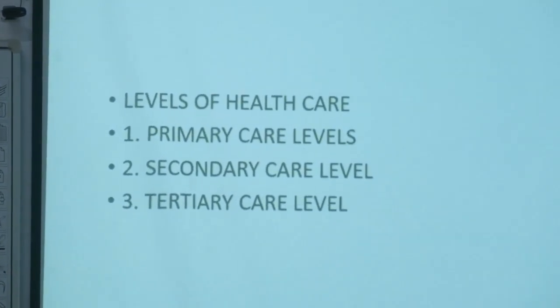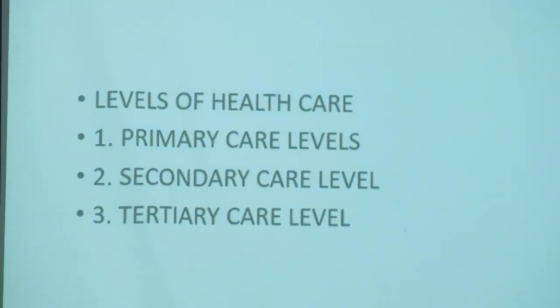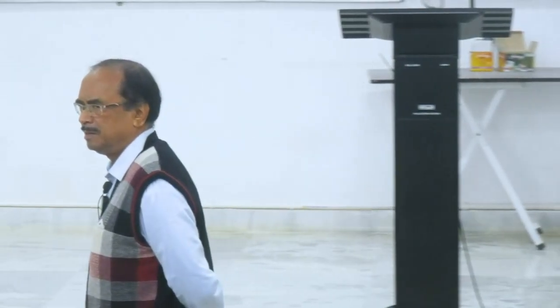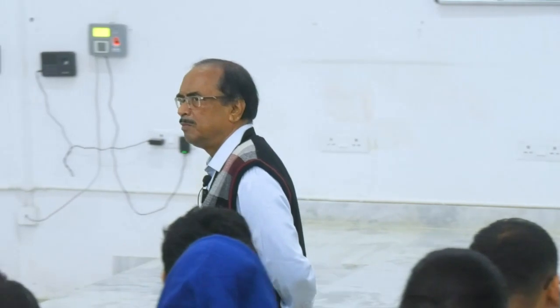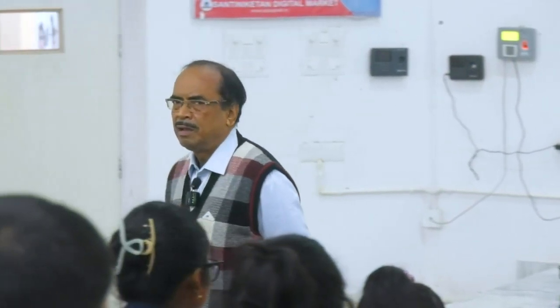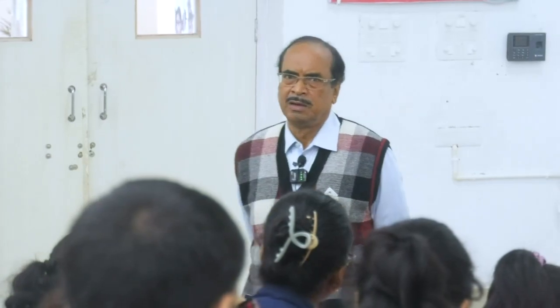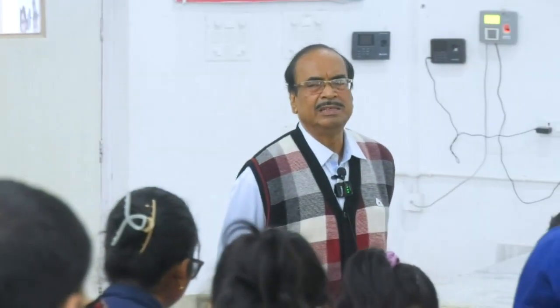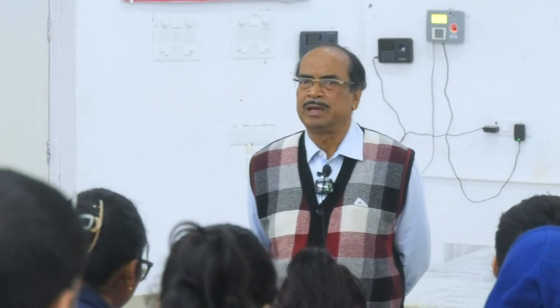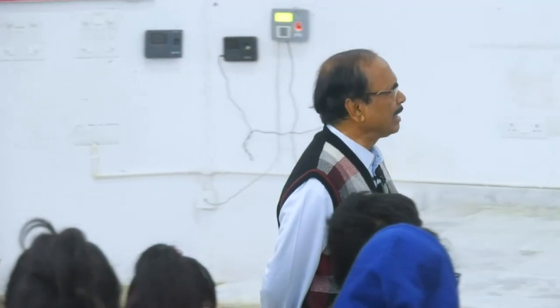Here the complications are a bit more complicated. As for example, the person is suffering from appendicitis, person is suffering from gastric or peptic ulcer, the person is suffering from tuberculosis or any other complicated diseases, fracture of the bones. These cases cannot be treated at primary level. This will be treated at secondary level.